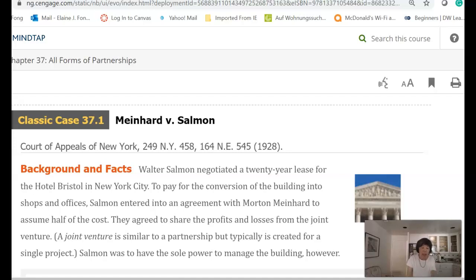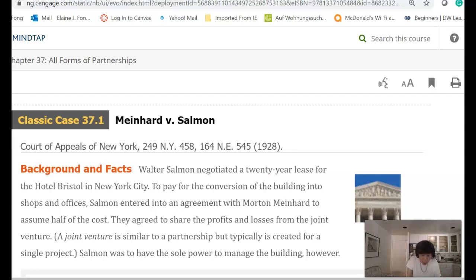Salmon, and he has a 20-year lease for the Hotel Bristol. He enters into a partnership with the plaintiff here, Mr. Meinhard, and they split the cost of remodeling the hotel, and they agreed to share profits and losses regarding the operation of that hotel. All right, now 4 months before the lease ends, so that means that they've been partners for almost 20 years.